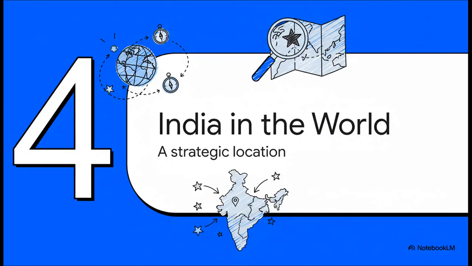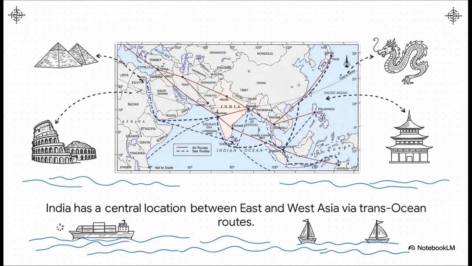Okay, so now we have seen India's size and how we manage time. Let's zoom out again in part 4. We will now understand why India's location is considered a huge strategic advantage on the world map. India's location is truly strategic. We are located right in the center, between East Asia and West Asia, and the Deccan Peninsula extends deep into the Indian Ocean.